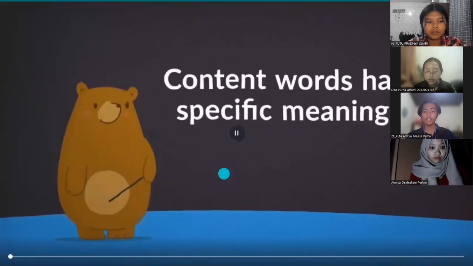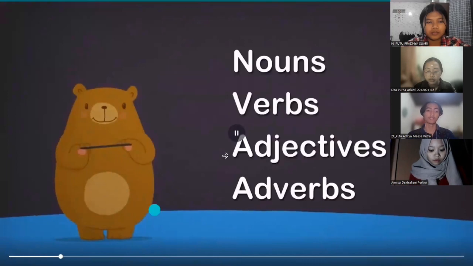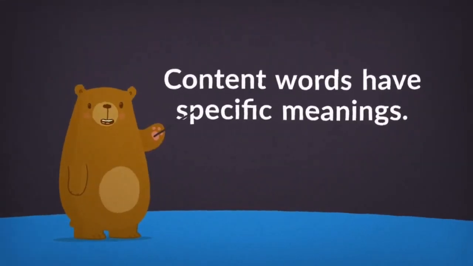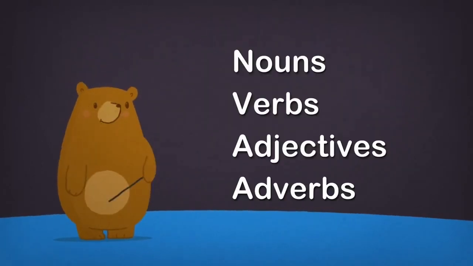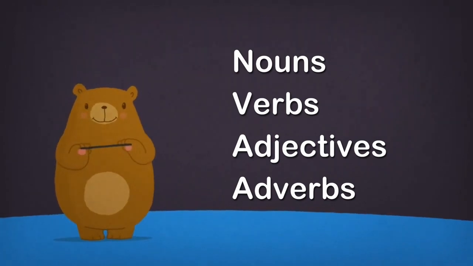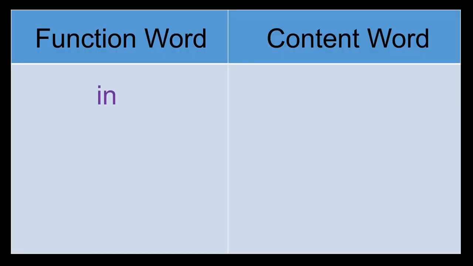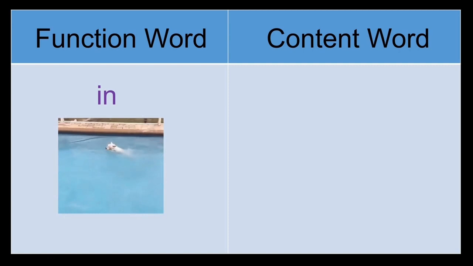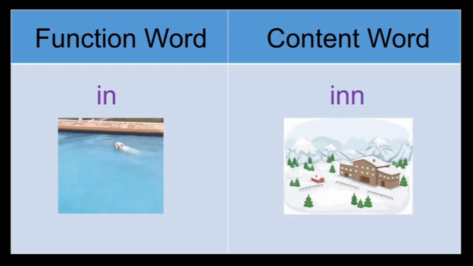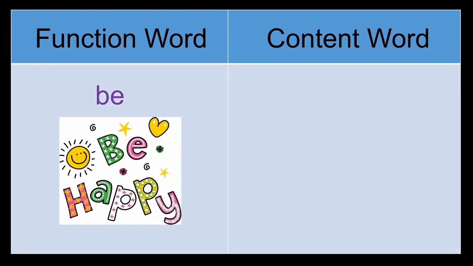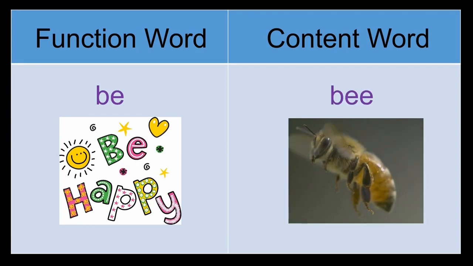Now here are examples of content words and functional words. Content words have specific meanings. They include nouns, naming words, verbs, doing words, adjectives, which describe a noun, and adverbs, which describe a verb. Content words have at least 3 letters, which is why in, a function word, as in I went in the pool, has only one N, but inn, the name of a place, has double N. Or be, as in I want to be happy, has one E, but bee, the name of an insect, has double E.